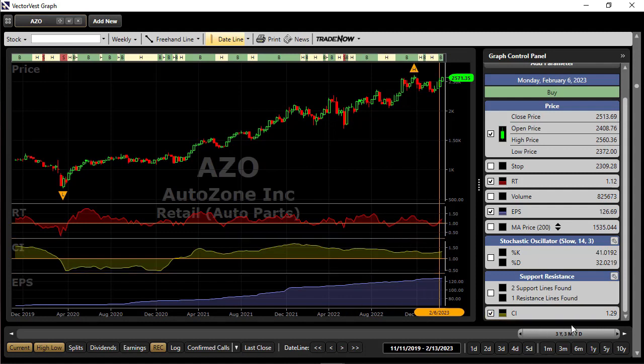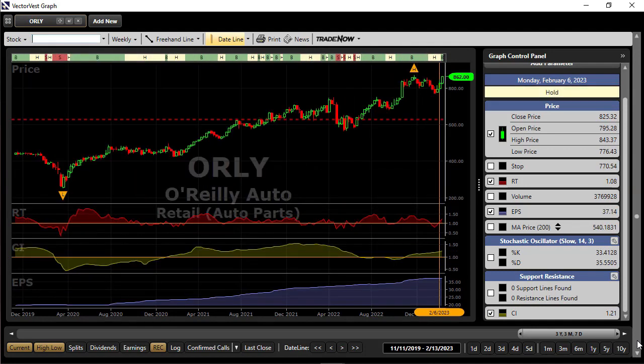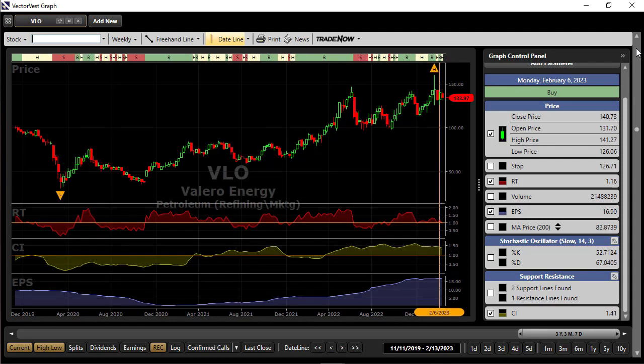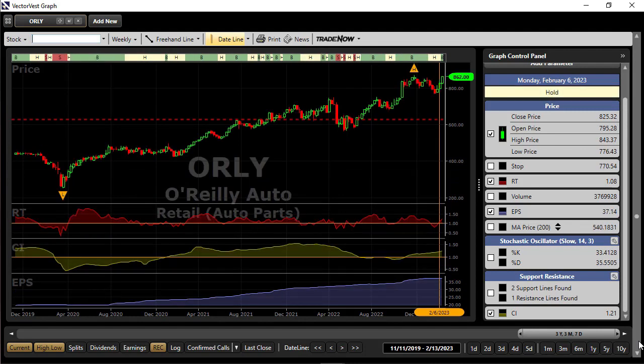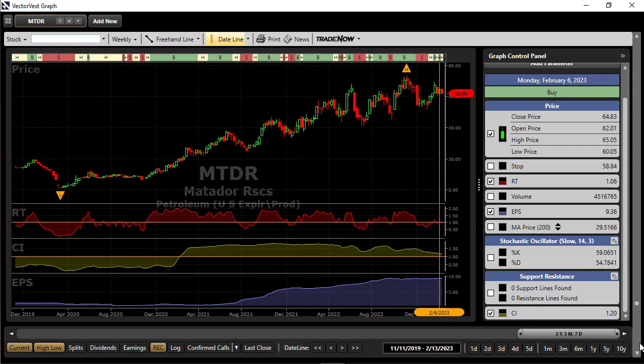Earnings per share strong. CI indicator 1.29. And you could just continue to go down the list. I'm going to favor ones like O'Reilly, actually, whose RT clearly went below one recently and has now transitioned from below one to above one in a much cleaner manner. A couple of these other ones are a little more volatile, with RT just hanging out right at that one level. Really going to favor the ones where RT has pulled back, gone well below one. Like here's DHT, well below one and has just now recently crossed above one, a new emerging trend. Look at the CI, 1.59.